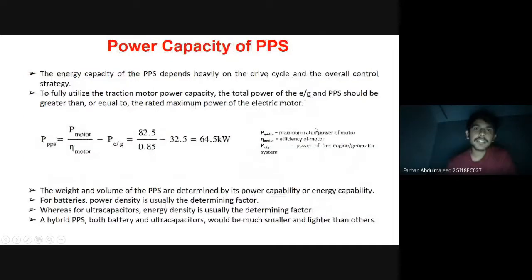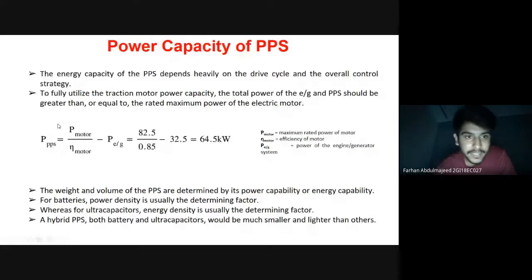So then comes the power capacity of the PPS. PPS is nothing but the peak power source. In electric vehicles it is actually a battery, but here it is mentioned as peak power source because in other vehicles it can be a flywheel or something else. Now in electric vehicles, the peak power source, which is the batteries, its power should be greater than that of the motor, or at least equal to the motor's power.